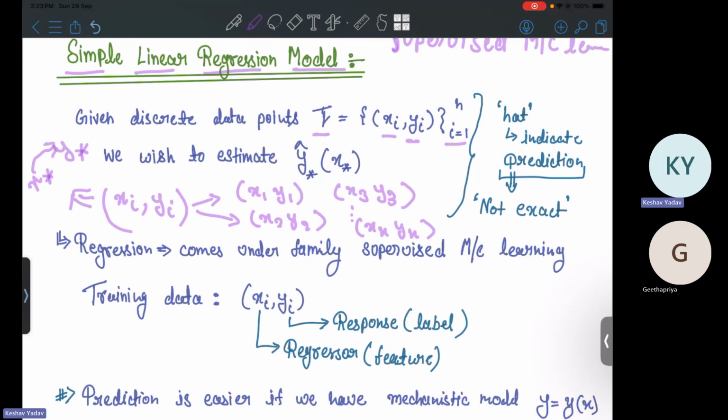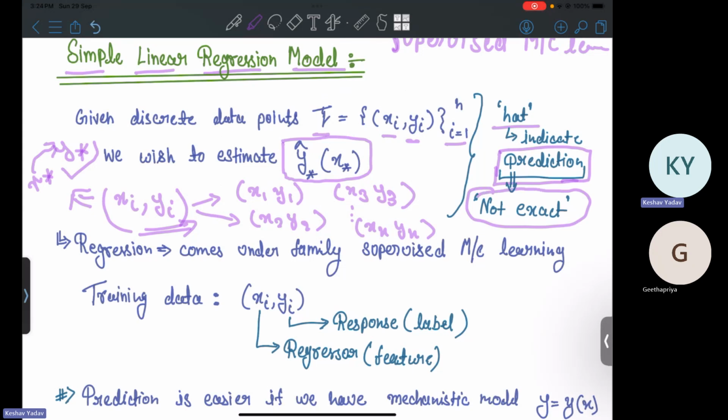We have only one thing known, this data. This data is given to us. So we will not find the y star directly, but we will try to estimate the y star hat. What do we mean by y star hat? Hat means it is kind of prediction. So prediction means it will not be an exact value.